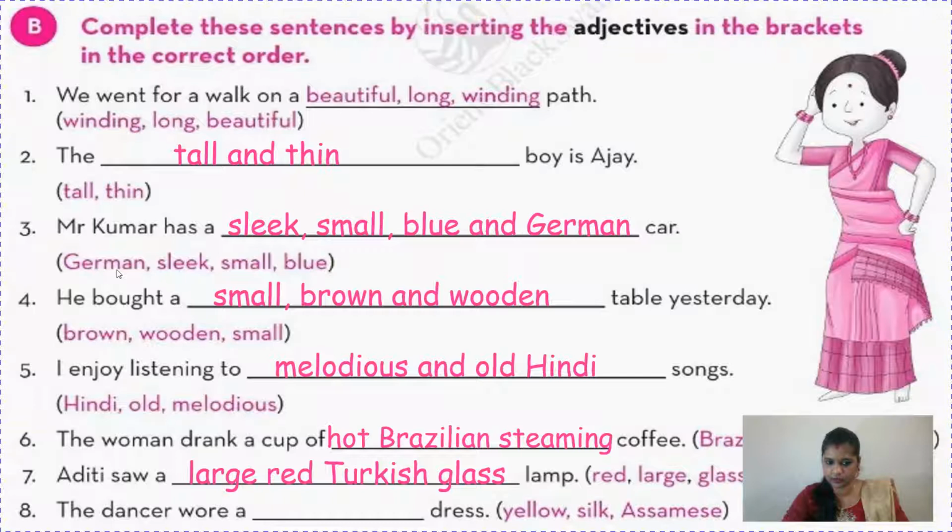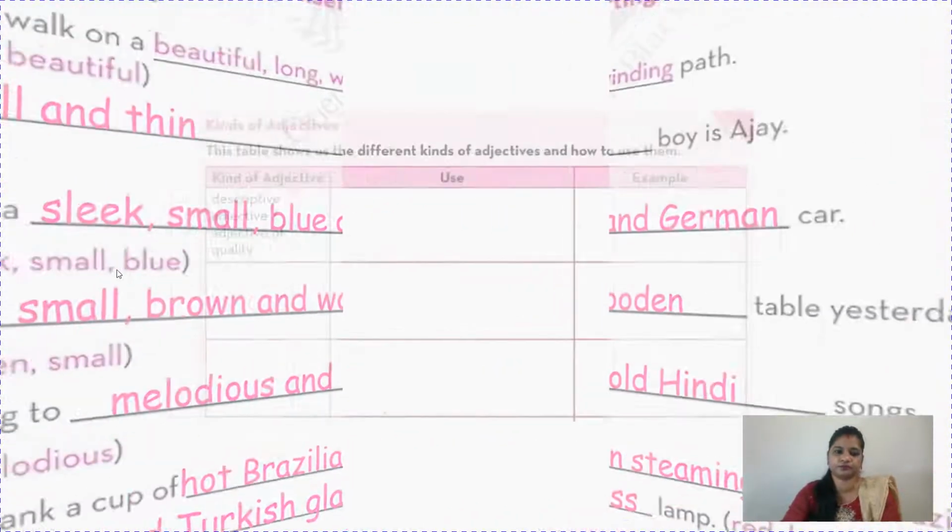The dancer wore a dash dress, yellow, silk, Assamese. So color, then origin and then material. Yes, so yellow, Assamese, silk. Okay, it's so easy when you have a book in front of you. It's so easy for you to complete.